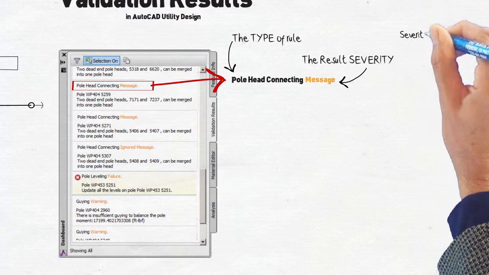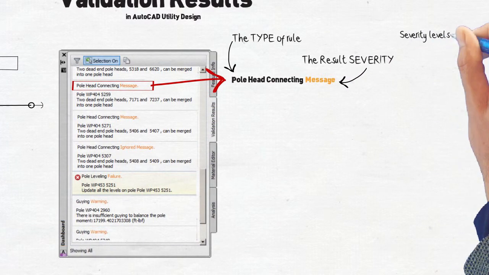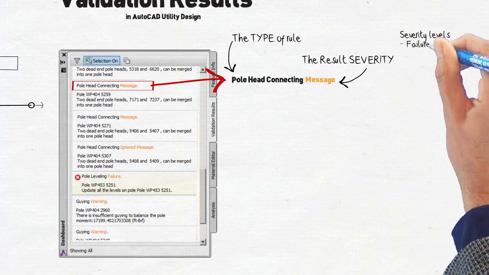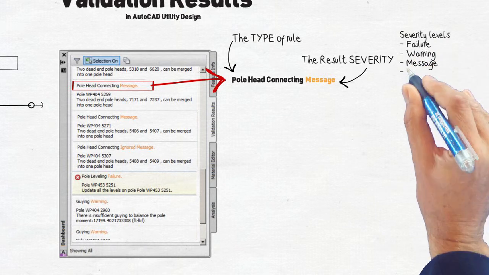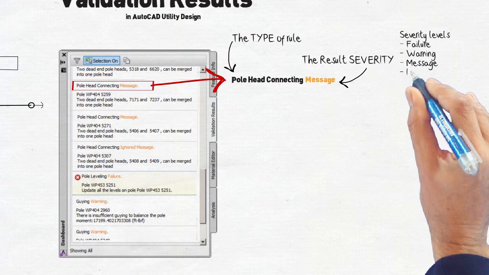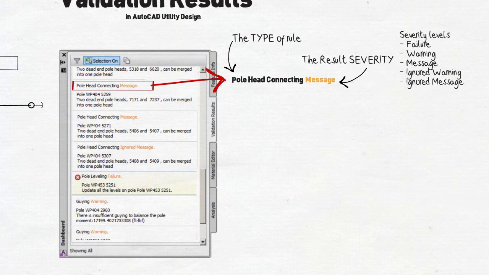There are 5 possible options for severity. The first is failure, which means that the problem, whatever it is, is unacceptable for design and it must be fixed. Now it's important to note that when failure messages occur, there may be additional validation problems that will not even be identified until this failure is resolved. Warning messages are potential problems, and messages here are simply to inform you of an action that can be taken. Based on your engineering judgment, you might want to ignore warnings or messages, which is why there are 2 additional severity values for ignored warning and ignored message.